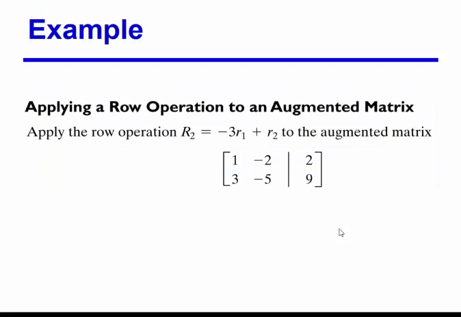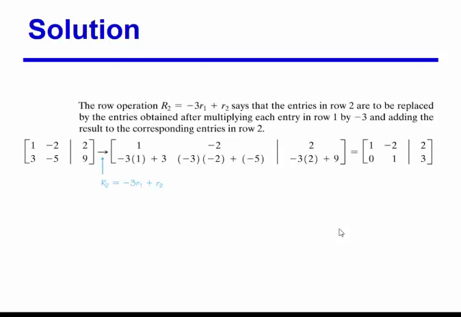R2 is going to equal -3 times R1 plus R2. And so what's going to happen is that our new row 2 is going to be equal to -3 times row 1, and then we're going to add that to row 2. And so here's our row 1 and here's our row 2. So we multiply the first one, -3 times the corresponding component, which is 1 here, plus 3. And then in this case, we get -3 times -2 plus -5, which is the row 2 component of this row operation.